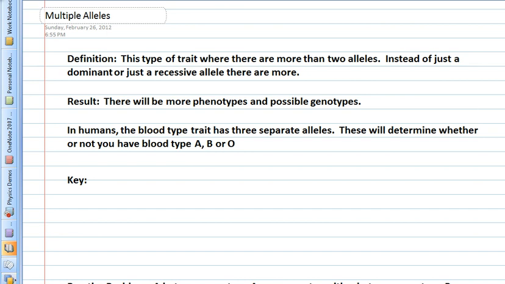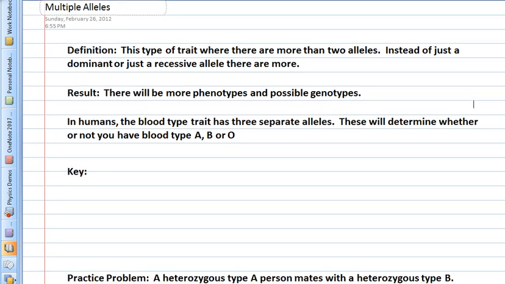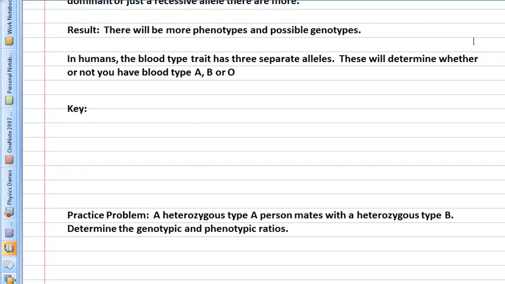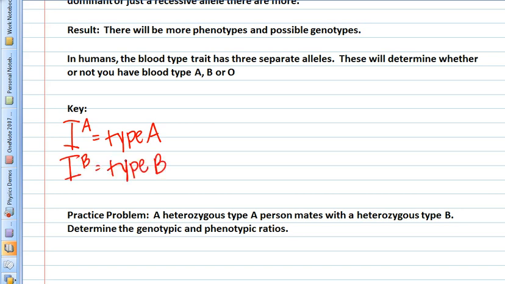Your blood type is determined by which proteins are on the outside of the blood cells. There are 3 different genes that end up coding for your blood type. The first one is going to be I, big A, and this is going to code for protein A to be on the outside of the blood cell. So this is type A. I, big B, is going to be type B, and little i is type O. Type O has absolutely no proteins outside of it.